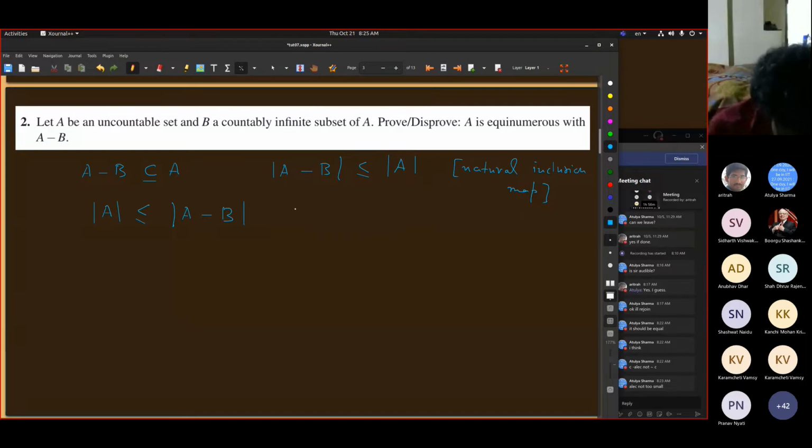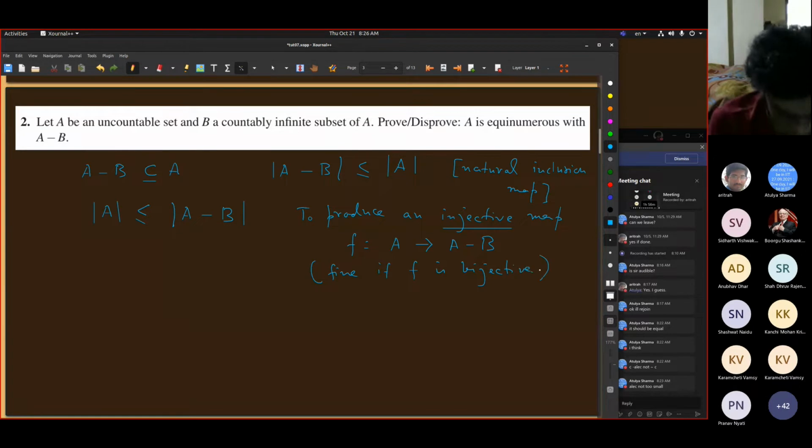To that effect, I need to produce an injective map, let's call it F, from A to A minus B. It is fine if F is bijective, but it need not be. If producing an injective map is easier in this case, propose an injective map. If you can produce a bijective map, good, but actually you are not using this result. It suffices to have an injective map from A to A minus B. So how?